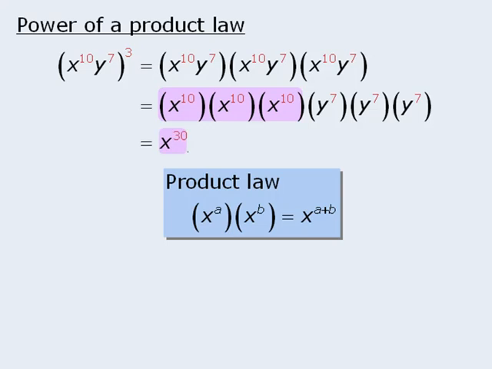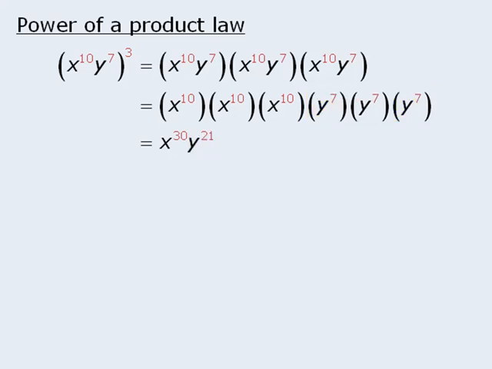add the exponents to get x to the power of 30. Similarly, we can apply the product law here to get y to the power of 21. So x to the power of 10 times y to the power of 7, all to the power of 3, is equal to x to the power of 30 times y to the power of 21. Now notice that if we take this exponent 3 and multiply it by this exponent 10, we get this exponent 30. Similarly, if we multiply 3 by 7, we get 21.